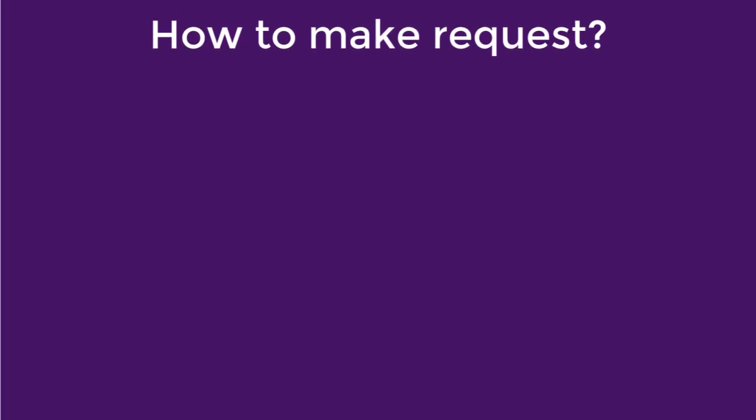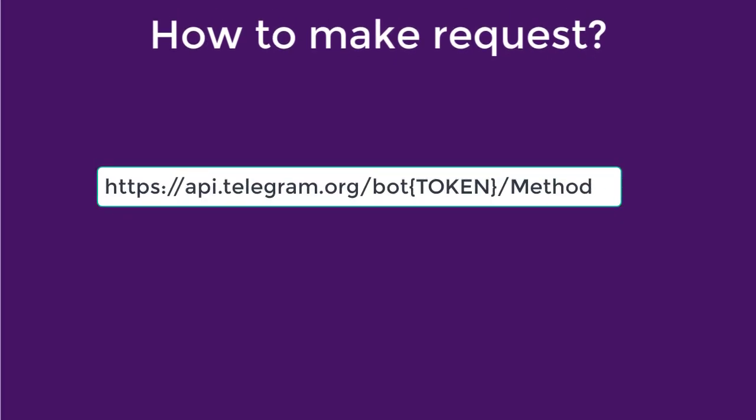To make a request, your URL must be in this format. This URL has three parts. The first part is the Telegram bot API. All your requests must be sent to this API. The second part is the bot keyword with your Telegram bot token. Replace token with your Telegram bot token. And the last part is the method name.